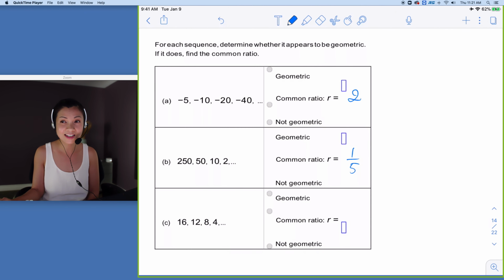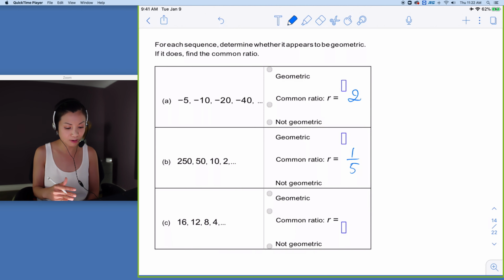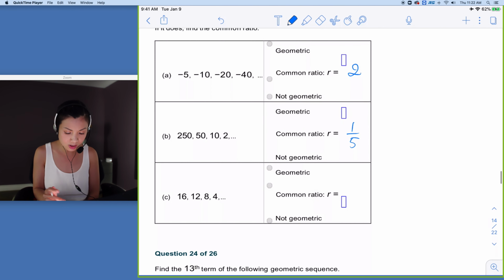For 16, 16 to 12, I can't really multiply any number to get to 12, and then the same number to get to 8, same number to get to 4. So this one is not geometric.